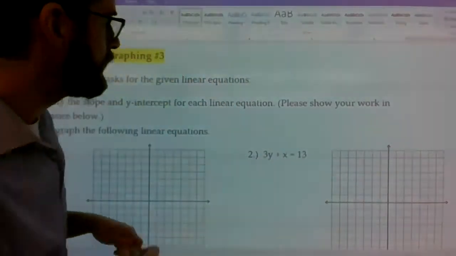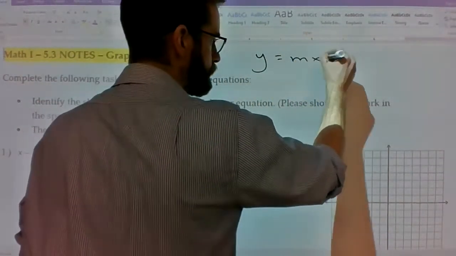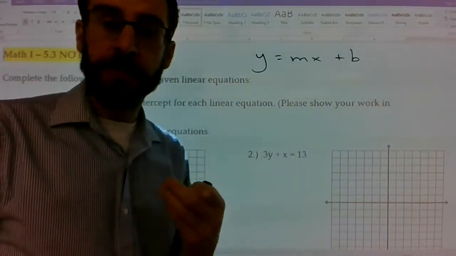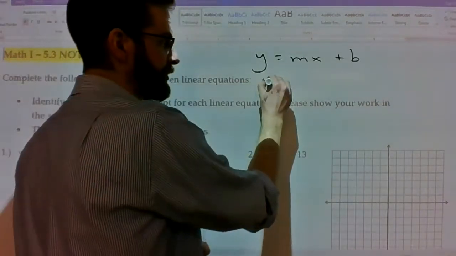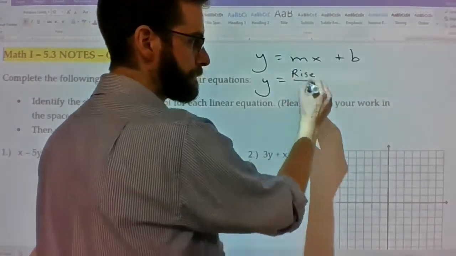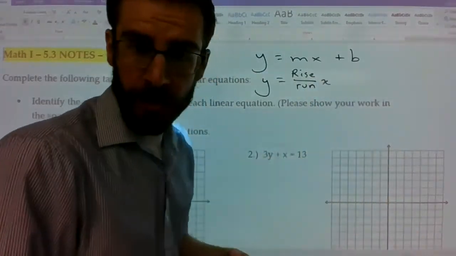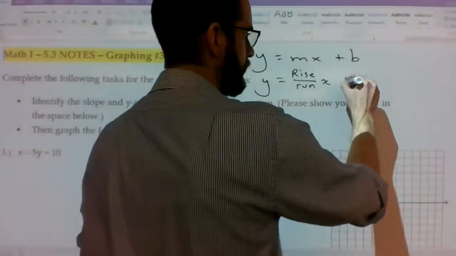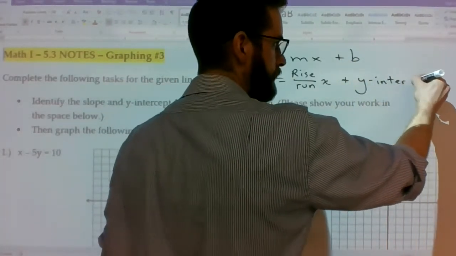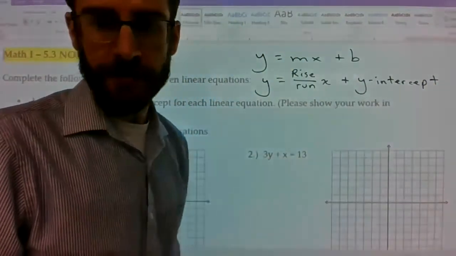All right, so jumping back to 5.1, y equals mx plus b was a really helpful way to express an equation because it tells you what the rise over run is from the m, also known as the slope, right? The b value tells you what the y-intercept is, which is your starting point on the y-axis.